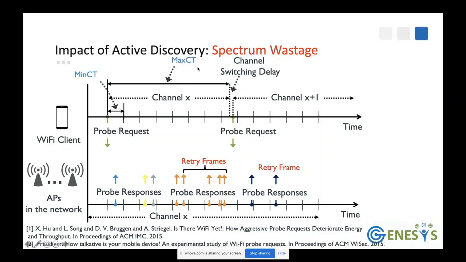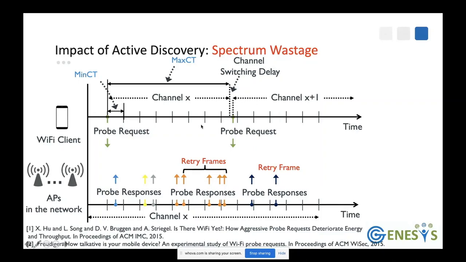Now, after max channel time, basically the client switches to discover APs on the next channel, let's say in this case X plus one. This process is called active discovery. You may also recollect that there is another type of discovery called passive discovery, which simply relies on the beacon packets. But usually the client follows active discovery more than passive discovery, so the problems associated with active discovery are more important to investigate. Here we focus mainly on active discovery.